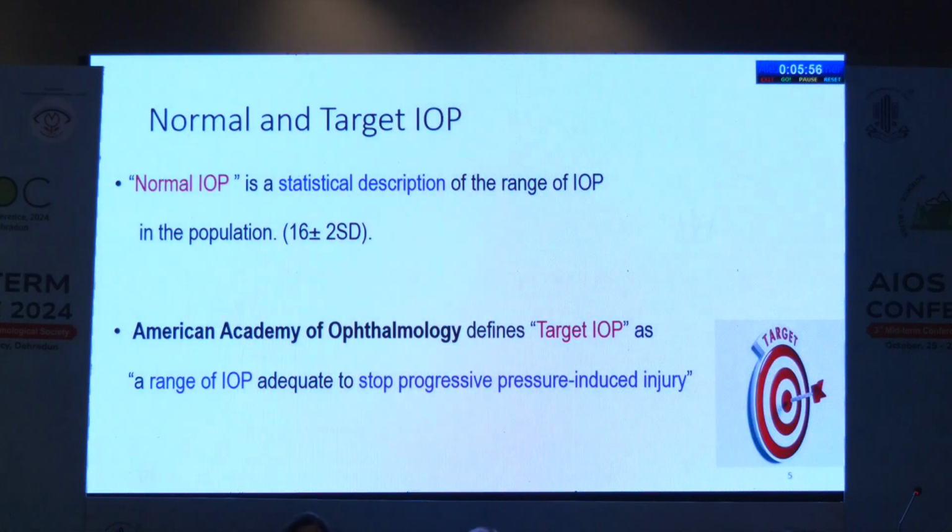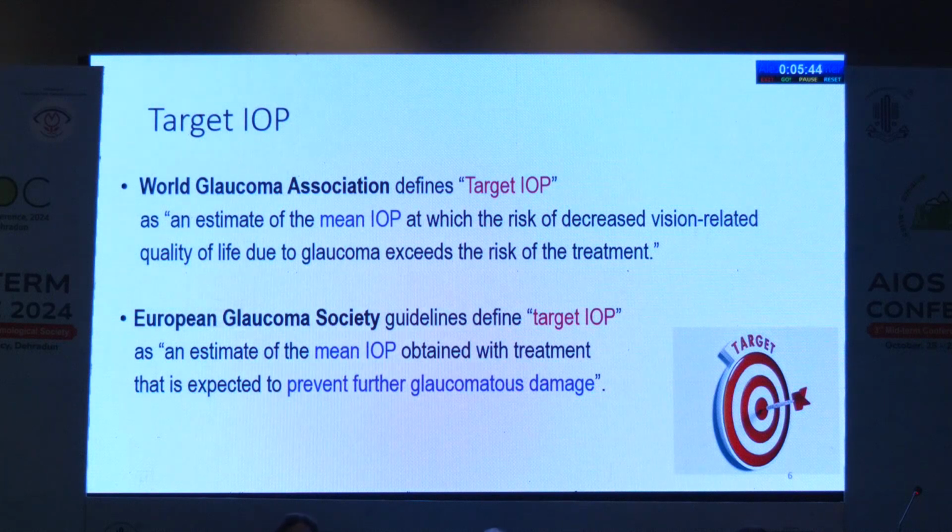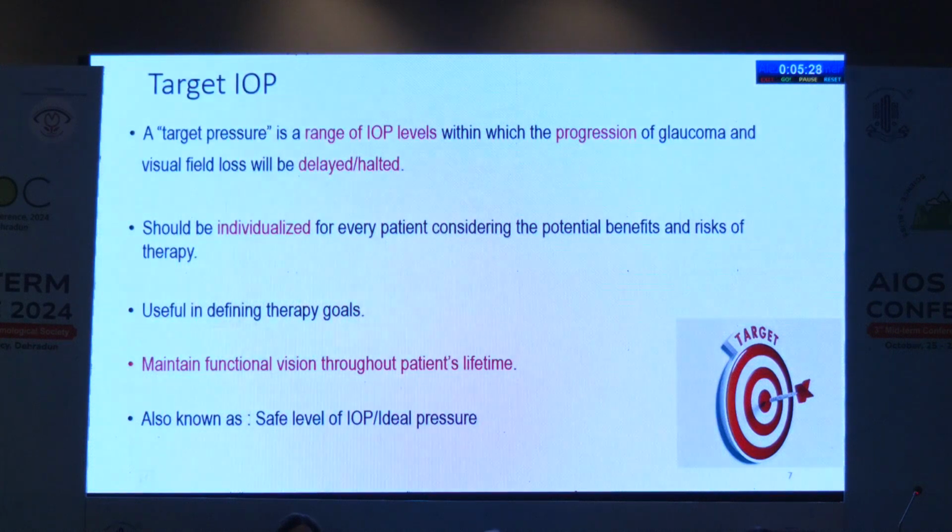high IOP. Remember that the normal IOP is just a statistical description of 16 plus or minus 2 standard deviations, and the American Academy, the WGA, and the EGS have all defined glaucoma. The purpose of the target IOP is to have just enough IOP to prevent further glaucomatous damage. So it is a range of IOP, not a single value, and it has to be individualized for every patient.